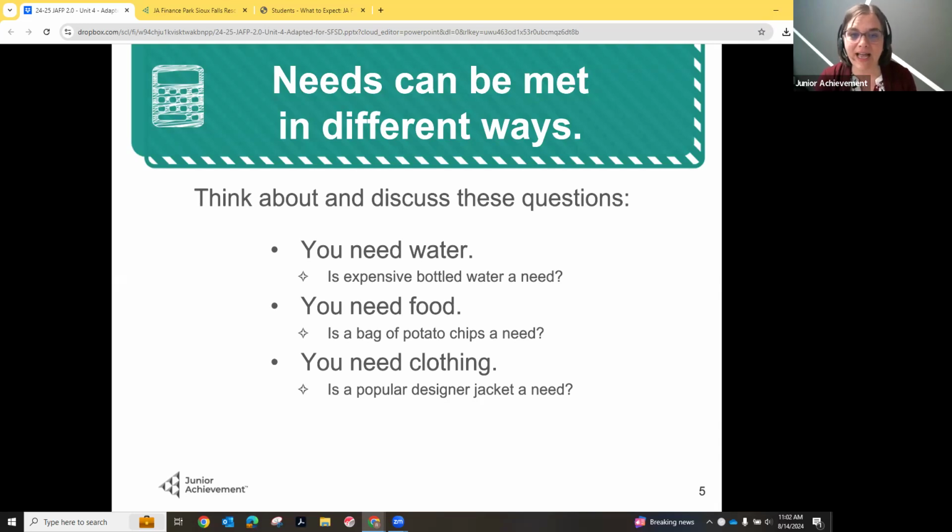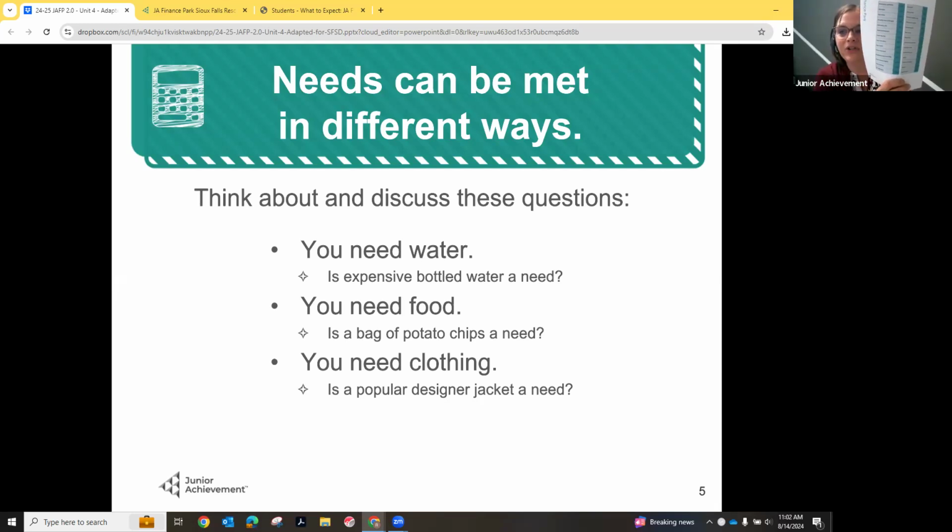Similar to this slide, you need water, but do you need expensive bottled water or do you need tap water, right? Some of that's a little bit ambiguous. So is it a need or a want? You need food, but do you need the potato chips and ice cream, right? And that's where the fun of the topic comes.